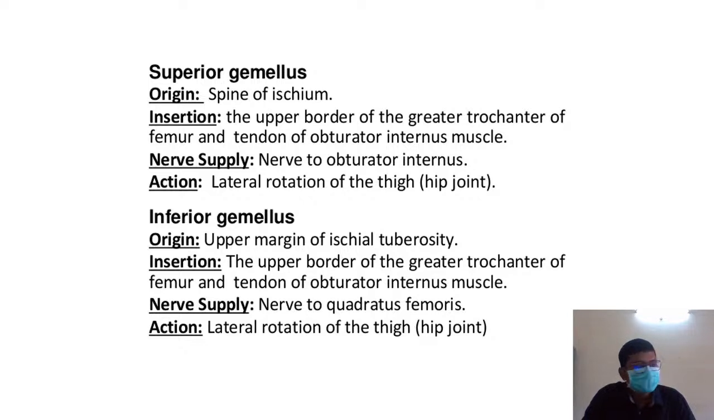There is also a muscle associated with the superior gemellus called the inferior gemellus muscle, which takes its origin from the upper margin of the ischial tuberosity and is inserted to the upper border of the greater trochanter of femur and also the tendon of the obturator internus muscle. The important nerve which supplies this inferior gemellus is the nerve to the quadratus femoris.